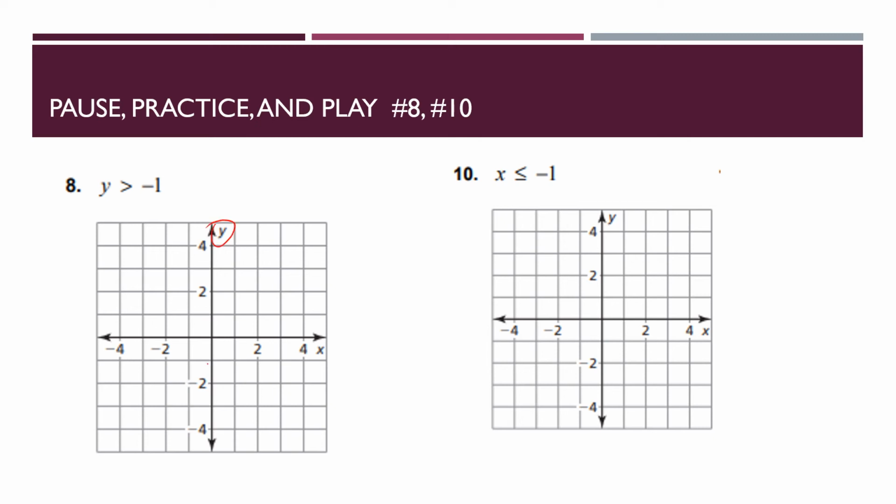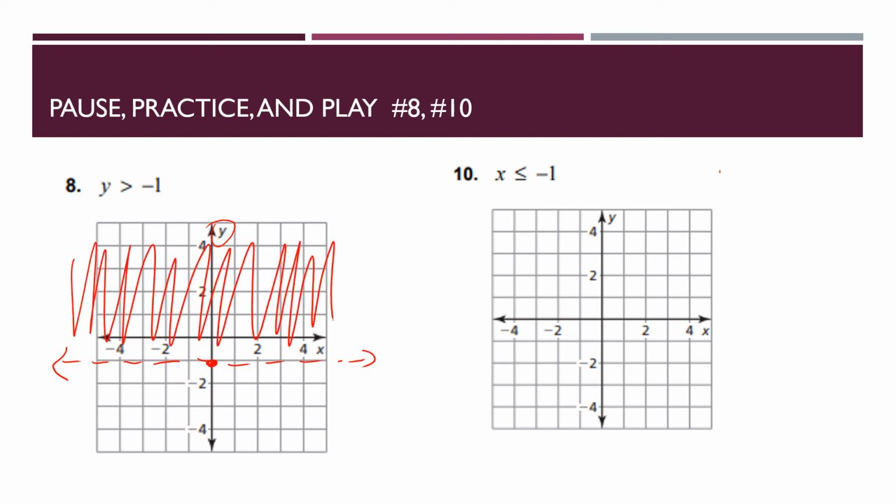I'm going to go to -1. We're going to put in a dotted line. And it's y greater than, so everything above. That's a horizontal line. Good. And then the x-axis will be at -1. And we're going to make that one solid. Ooh, and it's y less than. So everything less than -1 would be this way.